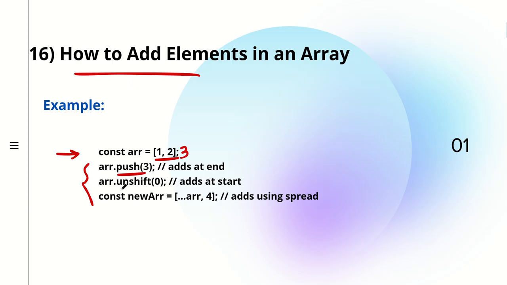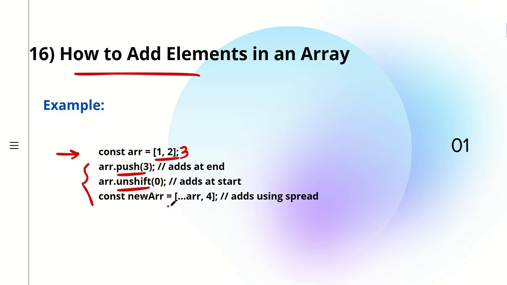Then one more we have is unshift. Push and shift are array methods. I've already made a video on them, so I'll be attaching the link of those videos in the description. You can check them out to know about other methods also. So we have unshift. What unshift does, it adds the element at the starting of the array. So if you have 1 2, the value will be like 0 1 2. This is how you can add the element in the array at the beginning.